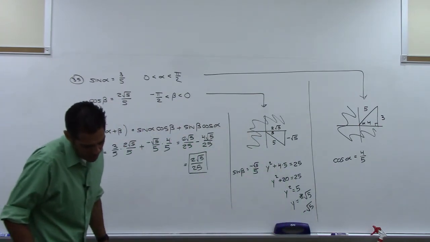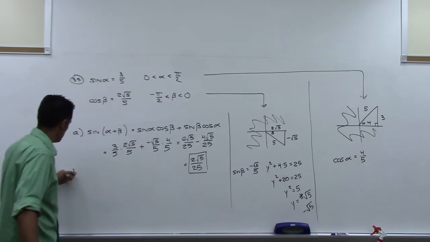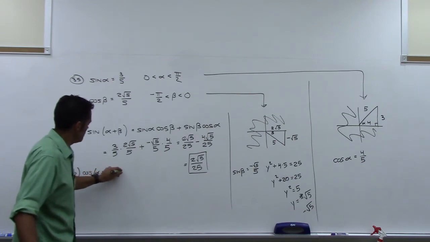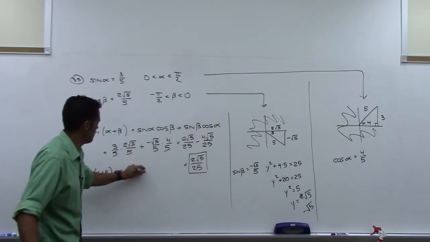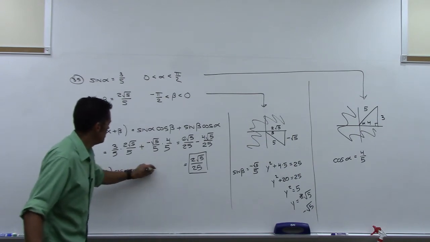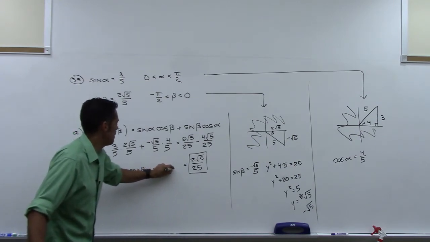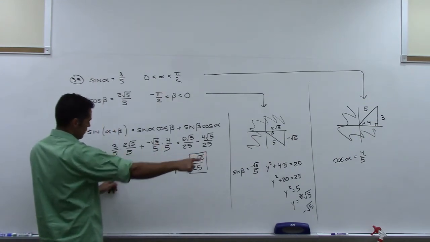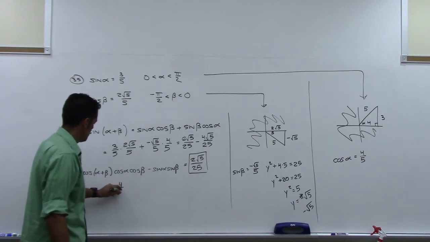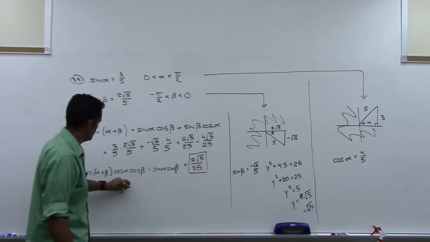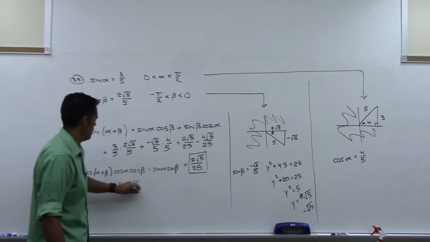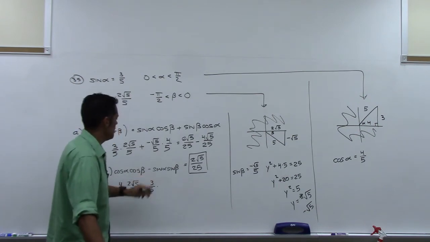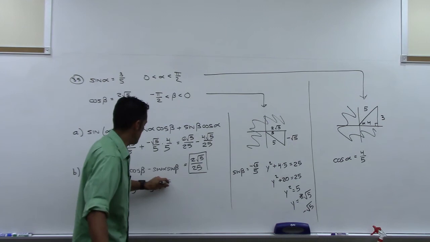The next thing they want is cosine of alpha plus beta. So I'll just get us started here. Cosine of alpha plus beta is cosine alpha cosine beta minus, because that's a plus, sine alpha sine beta. And we already know what all these things are, right? Cosine of alpha is over there, 4/5. Cosine of beta was given to us, 2 root 5 over 5. Minus sine of alpha, which was given to us, 3/5. Times sine of beta, which we found was negative root 5 over 5.